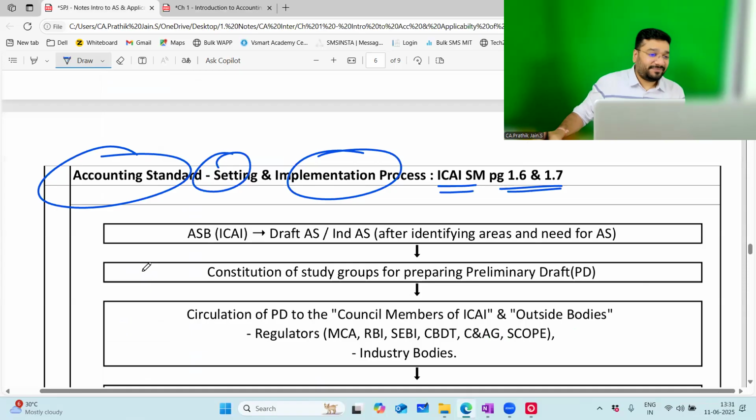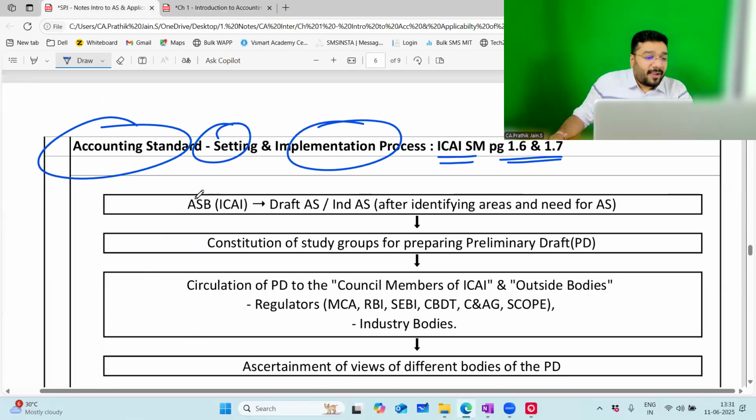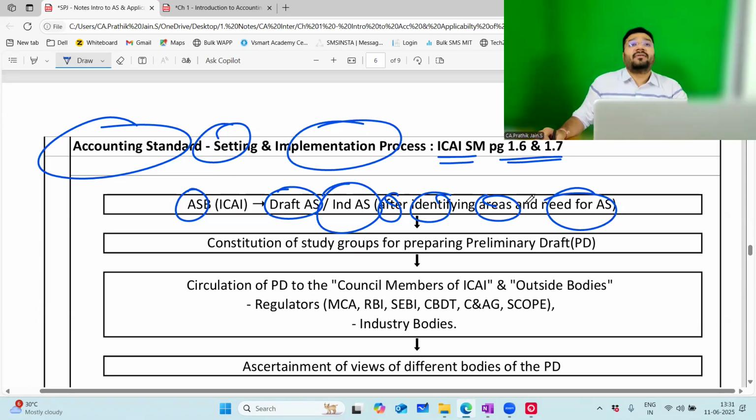Can we discuss? ASB, which is a body constituted under ICAI, full form Accounting Standard Board, drafts AS and Ind AS after identifying the areas and need for AS. In which areas do we have to give guidance? We have to give guidance for inventory recording, for recording the revenue, for how to record the depreciation. So they will first identify where people are having confusions and where guidance is required.